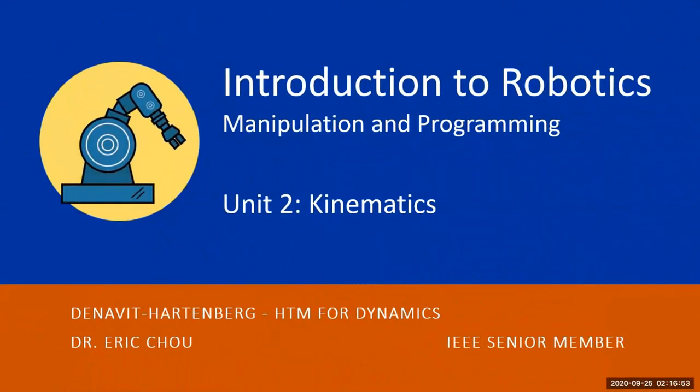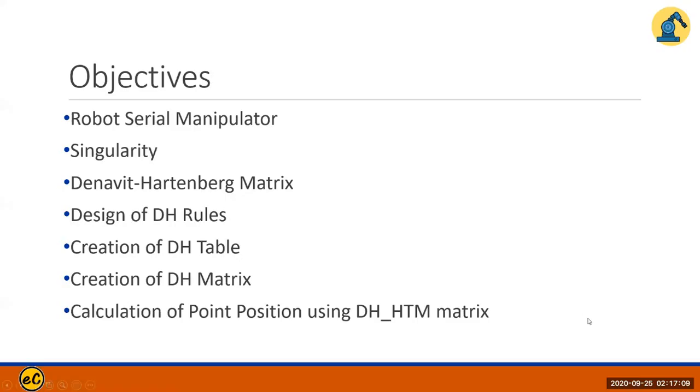Unit 2, Kinematics. Denavit-Hartenberg, Homogeneous Transform Matrix for Dynamics. Today we are going to talk about the Denavit-Hartenberg method. Objective: we'll talk about robot serial manipulators, singularity, the Denavit-Hartenberg method, and the Denavit-Hartenberg matrix.